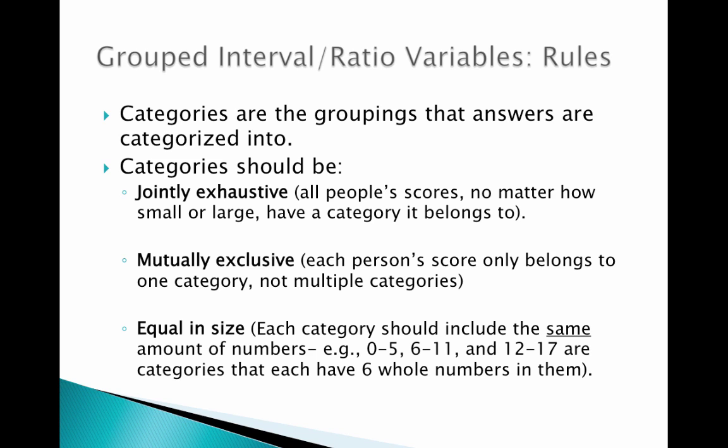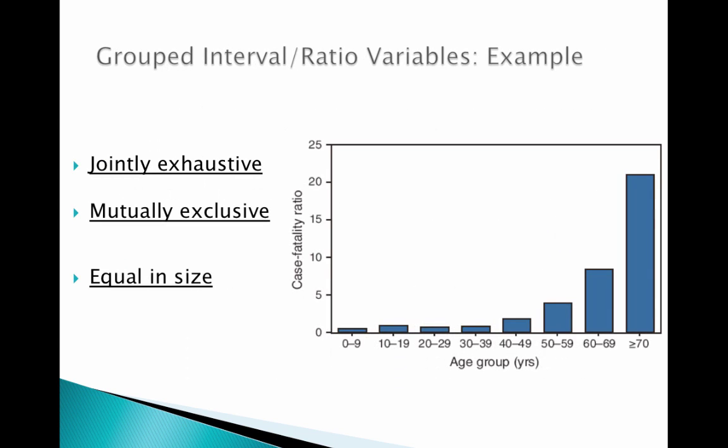So let's see how all 3 of these actually play out in an actual table or in a graph. Here we see age and the number of deaths as measured by case fatality ratio. But don't worry too much about the bars themselves or the y-axis, but look at the x-axis. Look at our age groups. Notice that no matter what possible age somebody says they are, they're going to fall within one of these groups. They have somewhere to fall into.